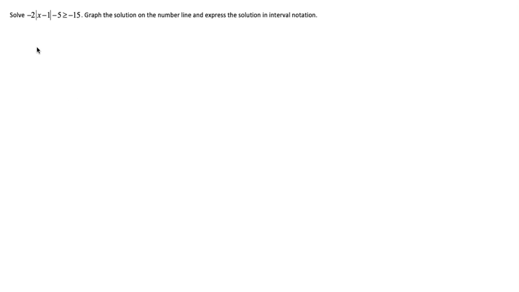Let's solve this absolute value inequality. We have negative 2 times the absolute value of x minus 1, minus 5, is greater than or equal to negative 15. Remember, because it's an inequality, we also need to graph the solution on the number line and express the solution in interval notation.